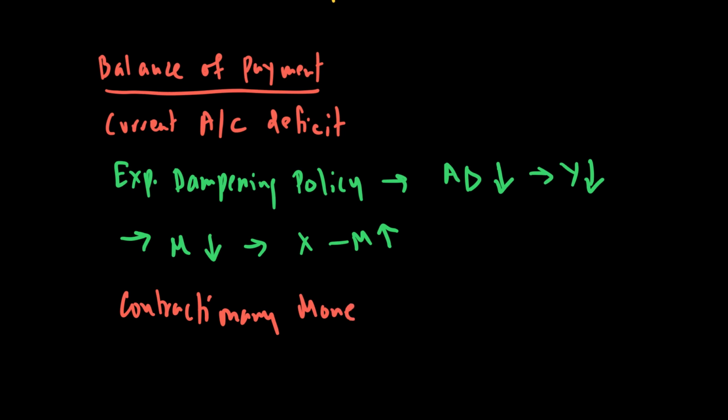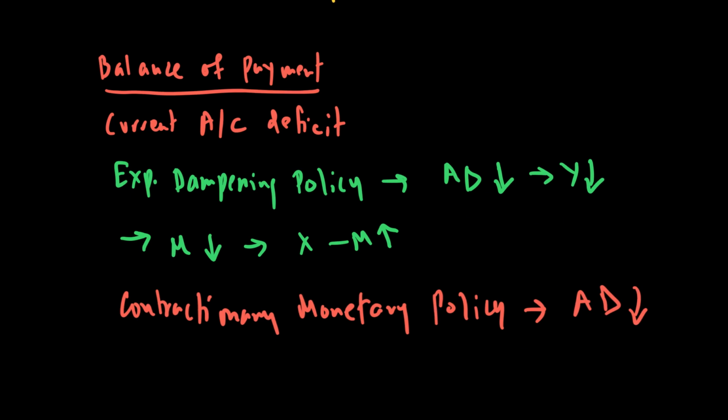monetary policy. When you do contractionary monetary policy, you make the AD fall, and when you make the AD fall, people who have a tendency to buy foreign goods because their incomes are going up will spend less on foreign goods, and therefore X minus M goes up.